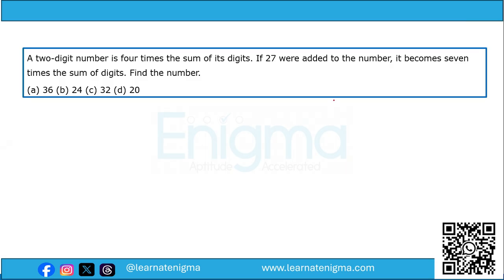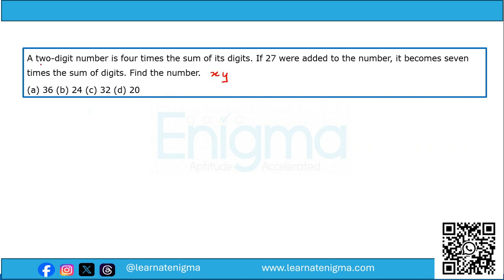A two-digit number is 4 times the sum of its digits. If 27 were added to the number, it becomes 7 times the sum of digits. Find the number. Let's assume the number to be xy.